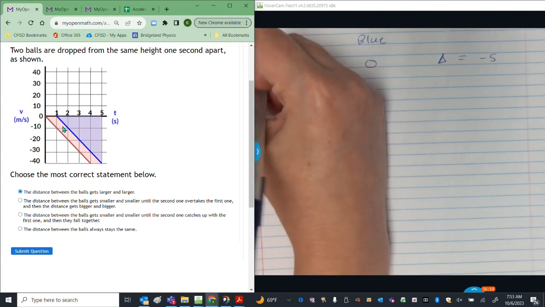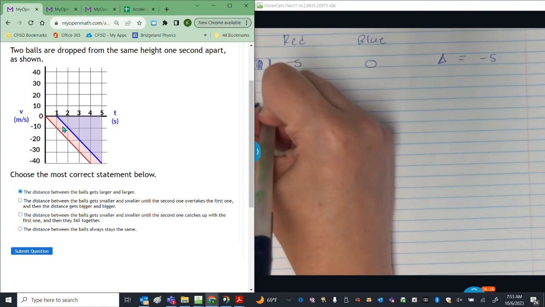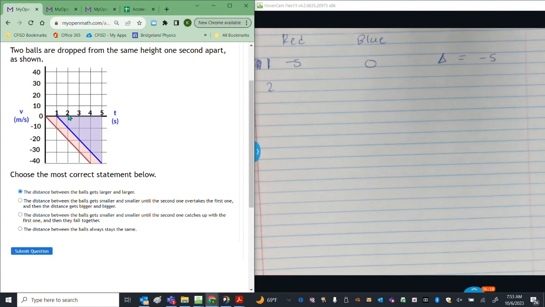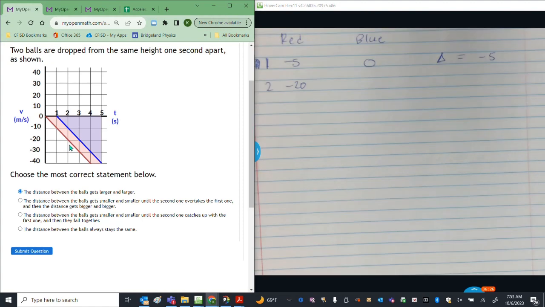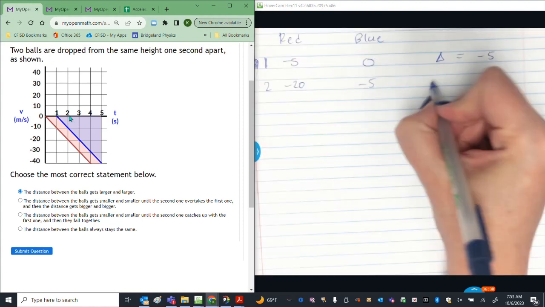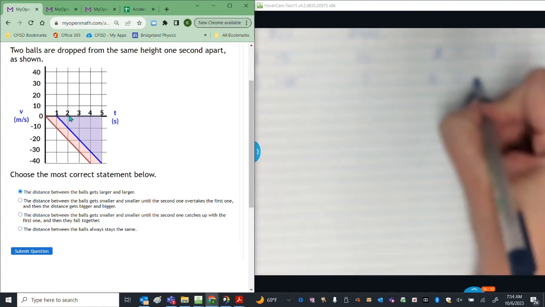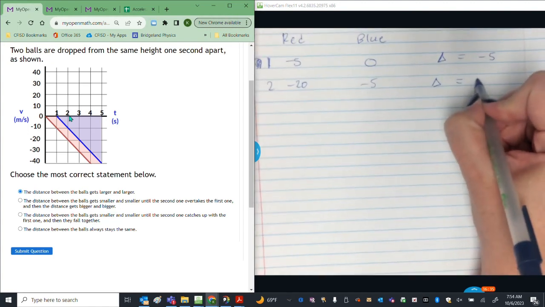After 2 seconds, if you look at the triangles, now I have a bigger red triangle. 1/2 base times height. Half of 2 is 1 times -20. This is now at -20. This one, on the other hand, is at -5. Again, my difference between the two here is now 15. Okay, so difference was 5, difference is 15.